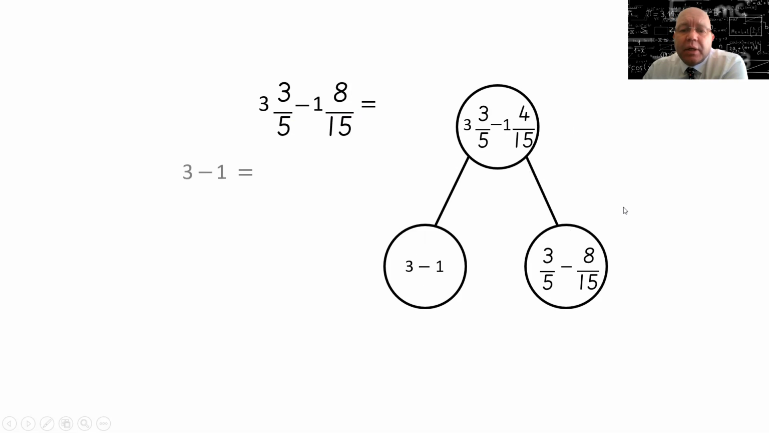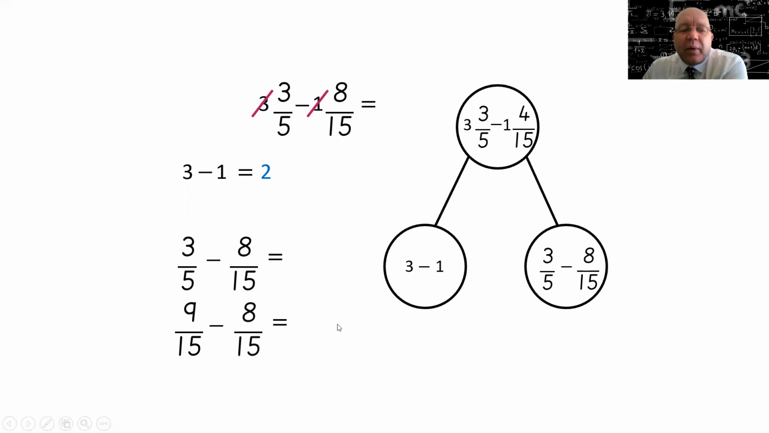So in this case, 3 take away 1 is 2, duh. And then the 3/5 take away the 8/15. We need to do our common denominator, so we'll turn everything into 15ths, times top and bottom by 3, gives you 9/15. 9/15 take away 8/15 is 1/15. So altogether, our answer is 2 and 1/15. Now that method will work for some calculations, and we're going to look at different ways of calculating these types of questions, different ways of presenting them.